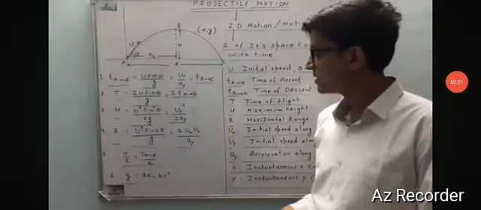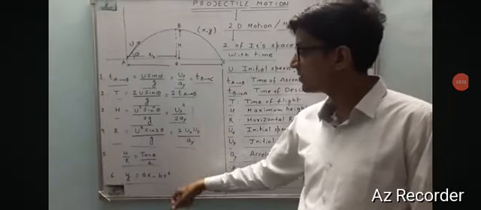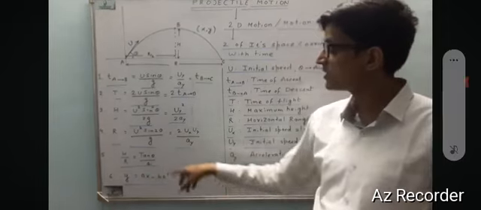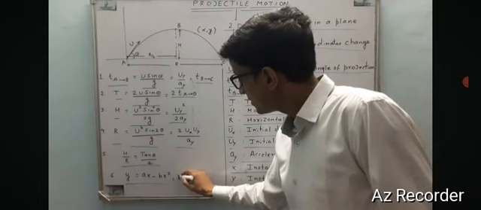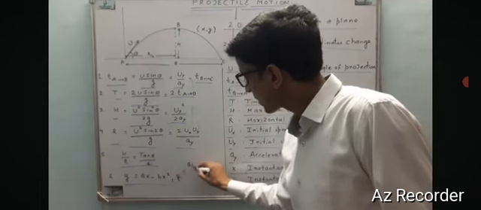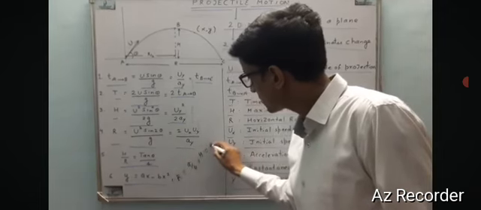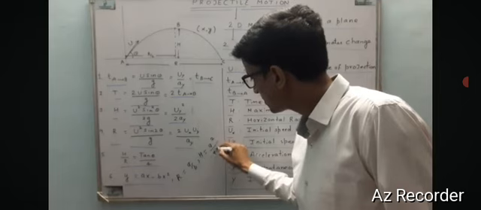The ratio of h by r is tan theta by 4, and the relation between y and x is y is equal to ax minus bx square. Here range is a upon b and the maximum height is a square by 4b. You can verify these by putting in the values.